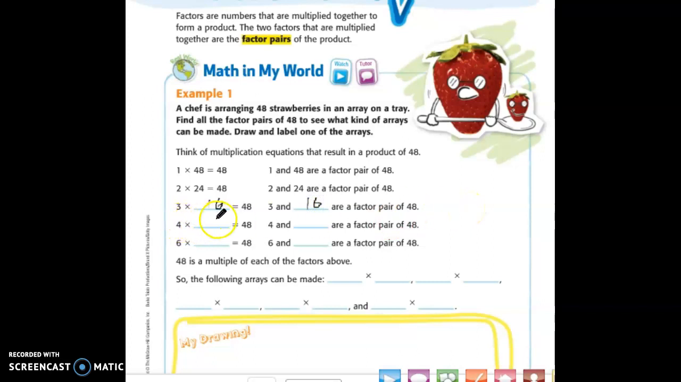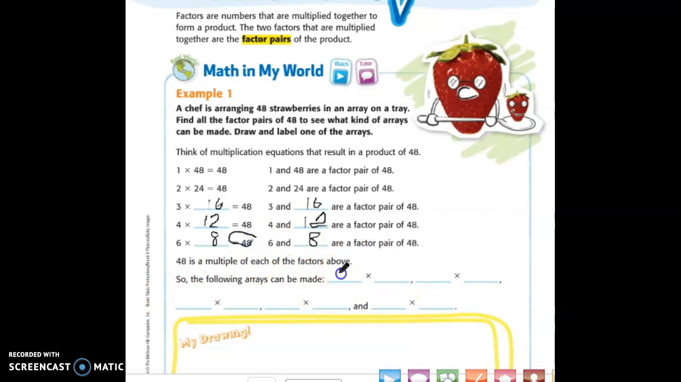And then here, 4 times what is 48? 4 times 12. So 4 and 12 are a factor pair of 48. Okay. 6 times what? 6 times 8 is 48. So 6 and 8 are a factor pair of 48. So now we can make the following equations. This is basically showing all of the equations that will give me the product of 48.